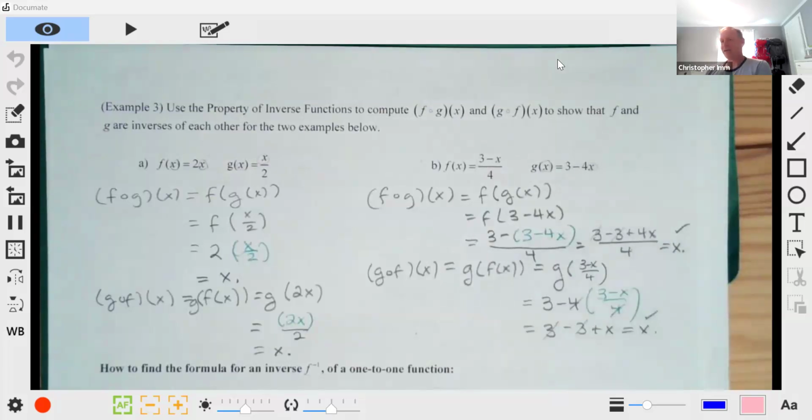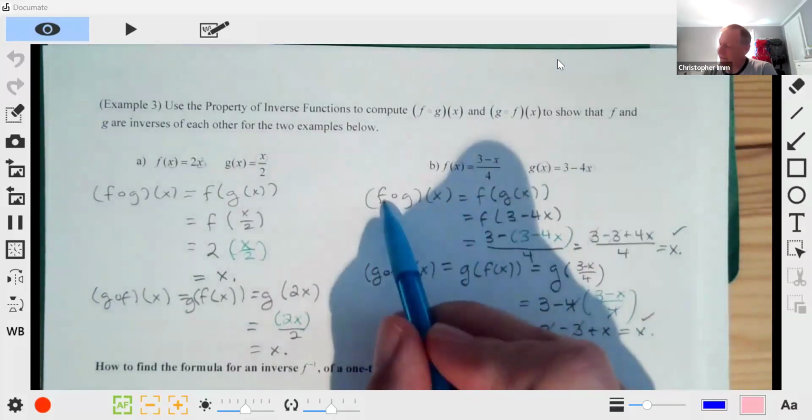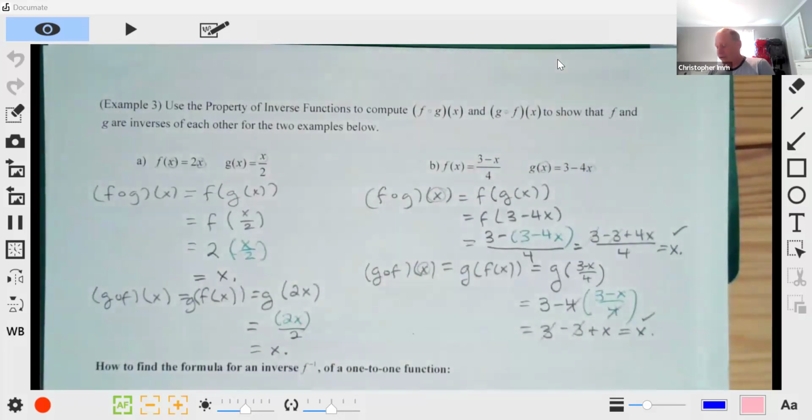And that checks out. So whenever I compose a function with its inverse, those two sort of undo each other, and we'll always get that creamy center back. I want to show you one more thing here, which is sort of neat.